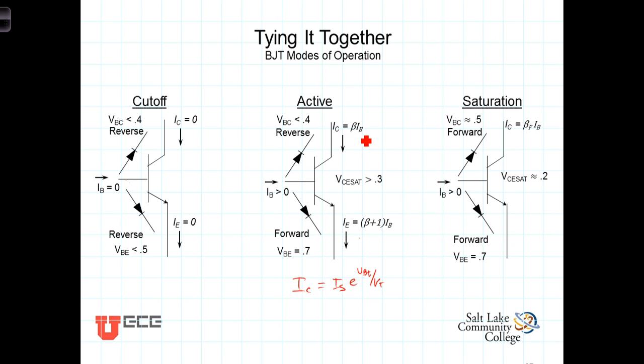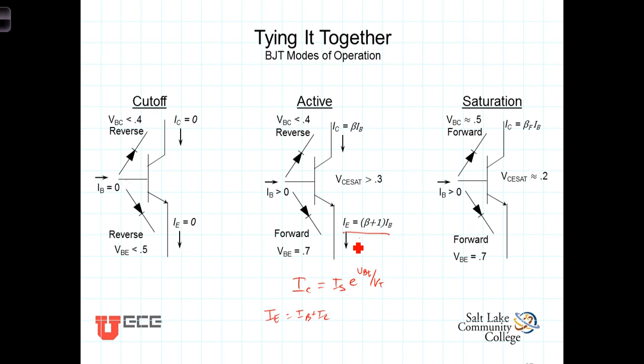because if we just sum the currents coming in here, we have that I sub E is equal to I sub B plus I sub C. We've shown then that I sub E is equal to beta plus 1 times I sub B. So the point is that all three of these currents are exponential in form, and they have different scaling factors, and the scaling factors are related to each other.